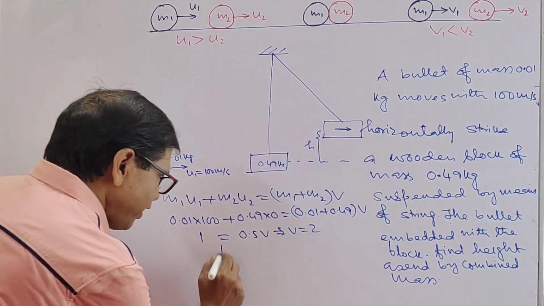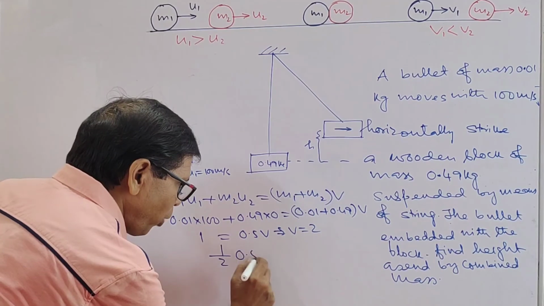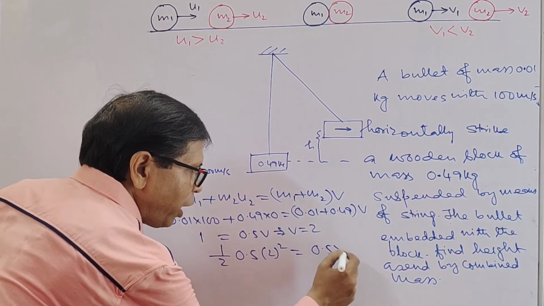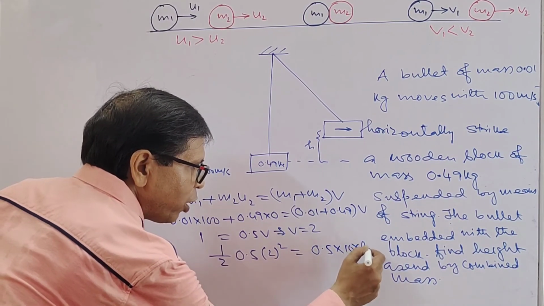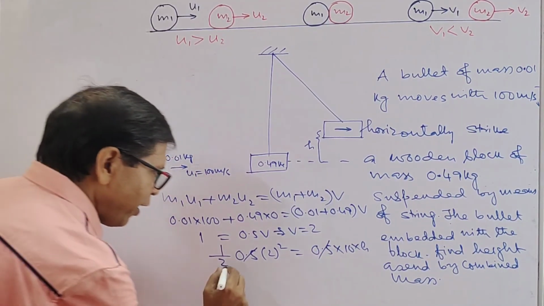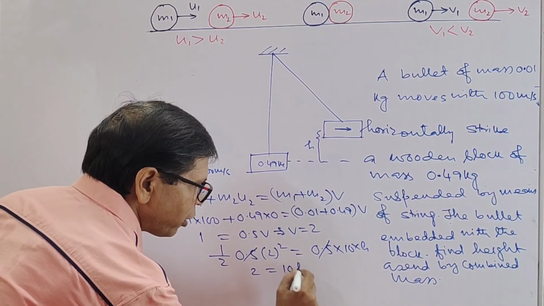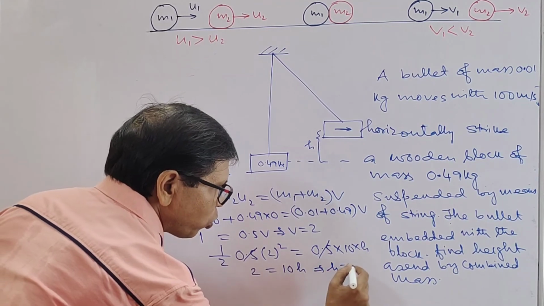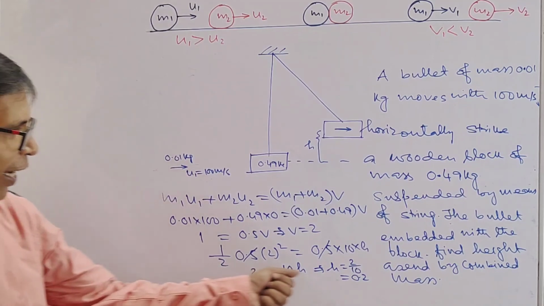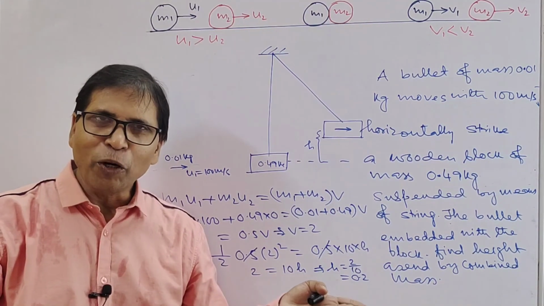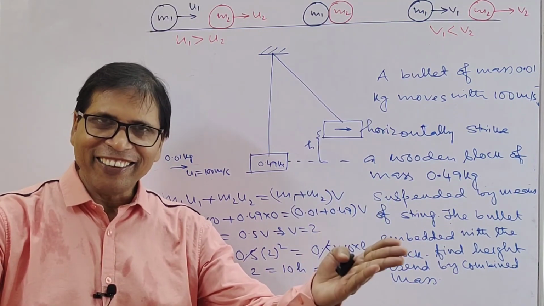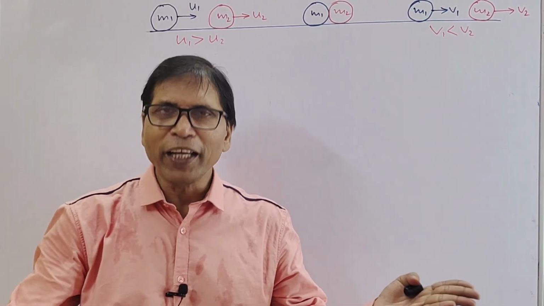So look at this, half into 0.5 into 2 square equals 0.5 into 10 into h. Okay, now look at this, these cancel out. So here 2 equals 10h, therefore h is equal to 2 by 10, that is 0.2. So the height ascended by the combined mass is 0.2 meter, that is 20 centimeter. Okay, understood? Now next. Now oblique collision.